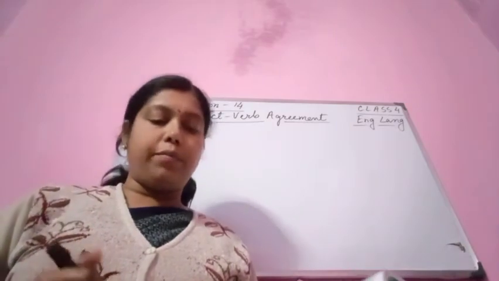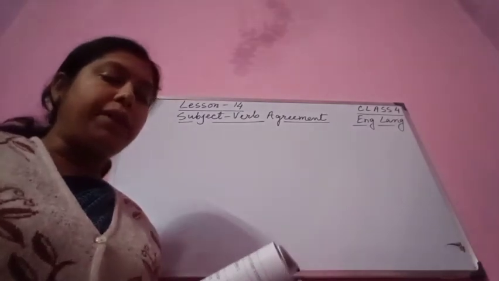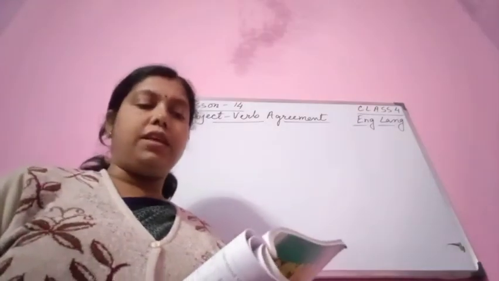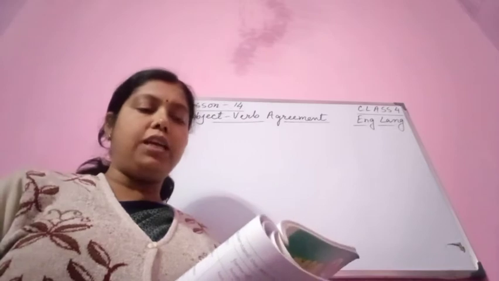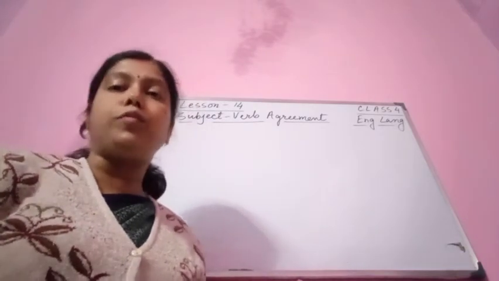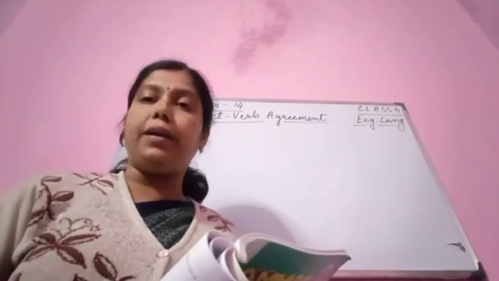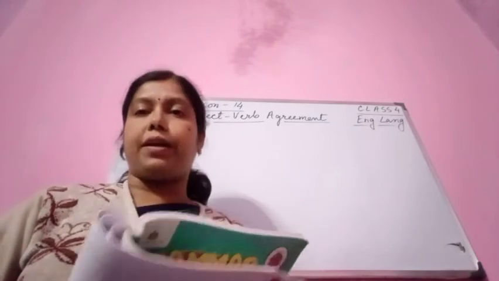On this page you have to look at the pictures and tick the correct sentences. Two sentences are given for each picture. We have to choose which one is the correct sentence. So you see, the sun is very big. The sun are very big.